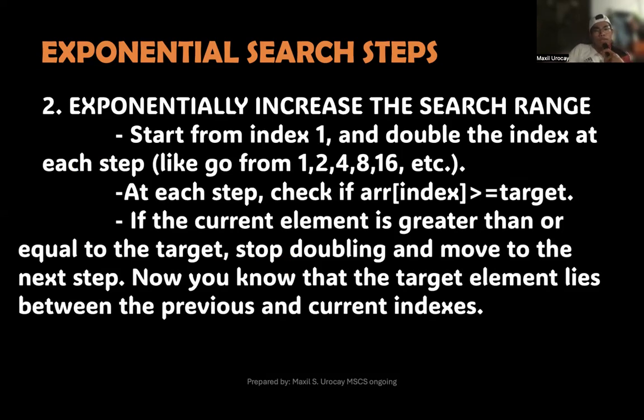Now afterwards, exponentially increase the search range. Start from index one. After index one, you have to double it. Double the index at each step, like go from 1 to 2, 4, 8, 16, etc. So from 1 times 2, 2 times 2 is 4, 4 times 2 is 8, as I mentioned.